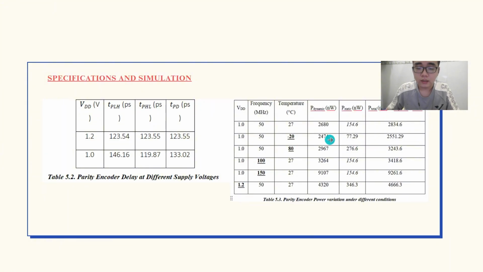In places, the total power is 2551.29. This happens because the lower temperatures reduce the transistor leakage and switching losses.